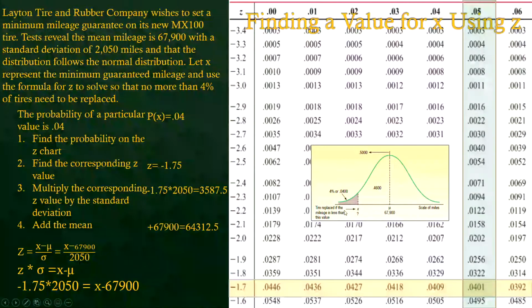So what is it that this is actually giving us? This is saying the minimum guaranteed mileage. So we're guaranteeing that our tires are going to last a minimum of 64,312.5 miles. And that means that only 4% of the tires are going to have to be replaced before then, and so that's a pretty good guarantee.